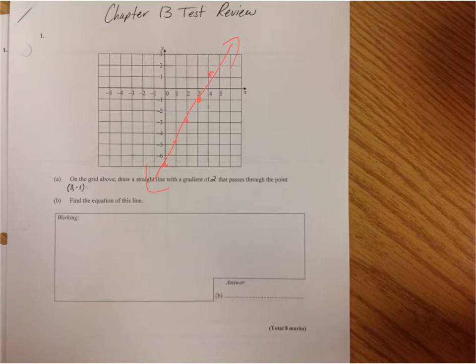And then it says find the equation of this line. So if we're finding it in y equals mx plus b format, b would be our y-intercept, which is right here at -7. And m is our slope, which we said right here was 2. So we get y equals 2x minus 7.